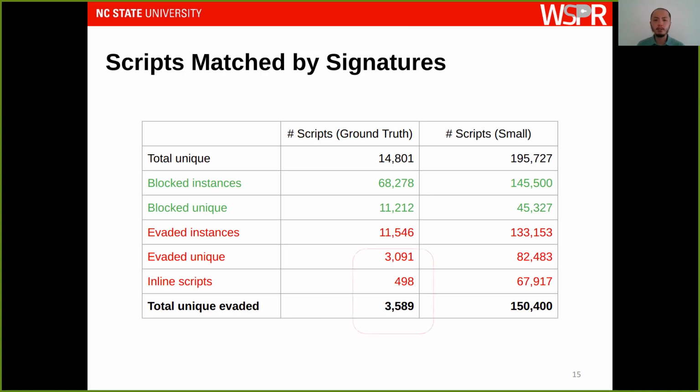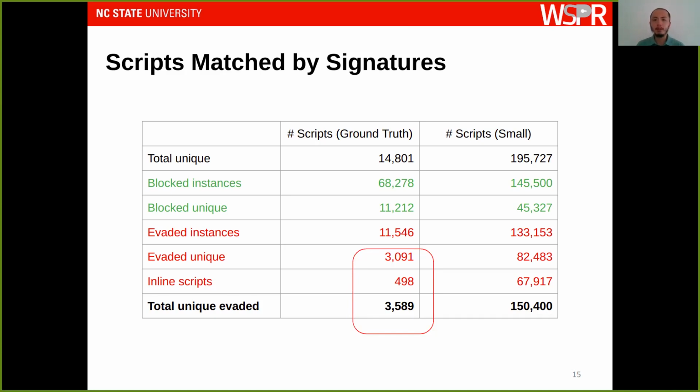But we also found about 3,000 unique external scripts, as well as 500 inline scripts that exhibit the same privacy-harming behaviors as those blocked by EasyList and EasyPrivacy, but currently they evade filter list blocking. So in total, we found about 3,600 unique evading scripts.